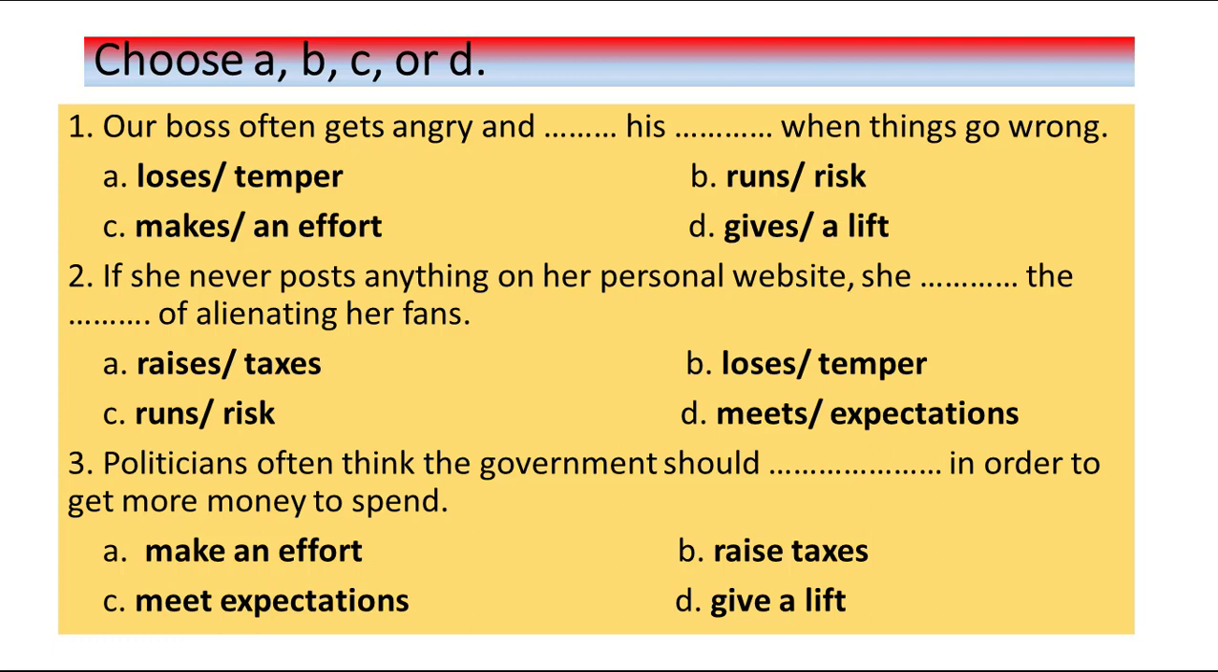Number 3. Politicians often think the government should, in order to get more money to spend. I think that third sentence is very simple. The correct answer is obviously raise taxes. So, the sentence becomes, politicians often think the government should raise taxes in order to get more money to spend.